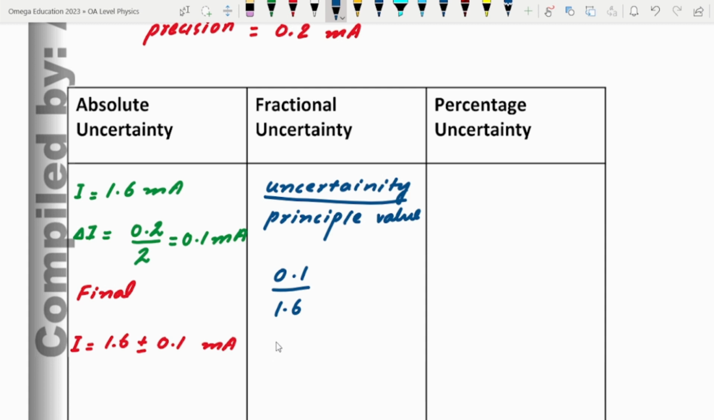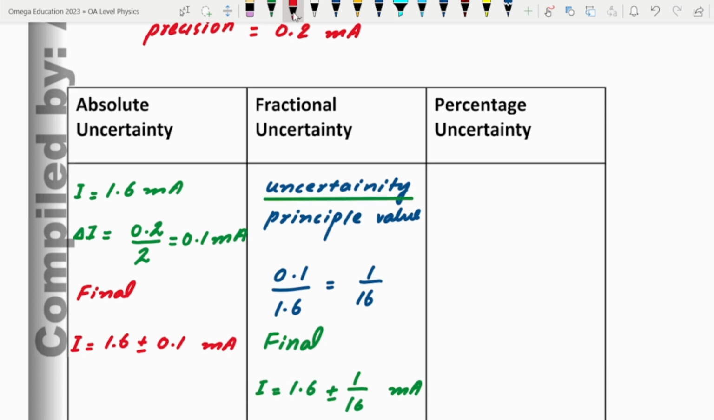You can simplify the fraction, it'll be 1/16. You can get rid of the decimals, and you write the final answer as: final reading, I, equals principal value 1.6 plus minus this fraction, the fractional uncertainty, 1/16, followed by the unit. Okay, so this is the second way they can ask you to write the uncertainty in the principal value. We have the third case and the most important one, that is the percentage uncertainty.